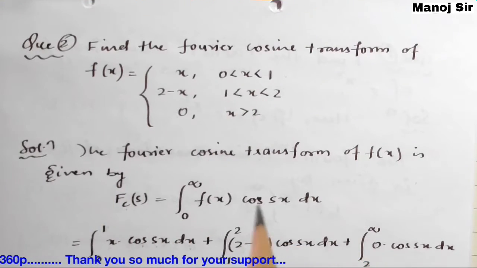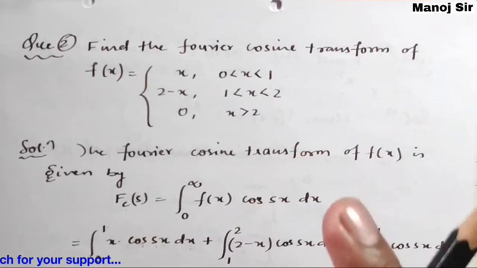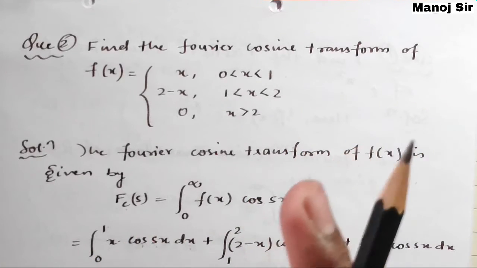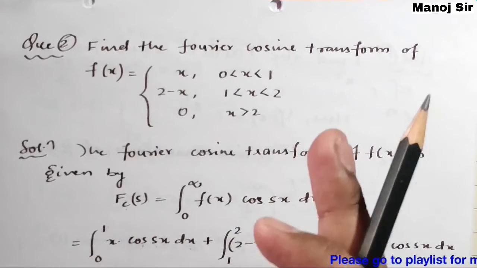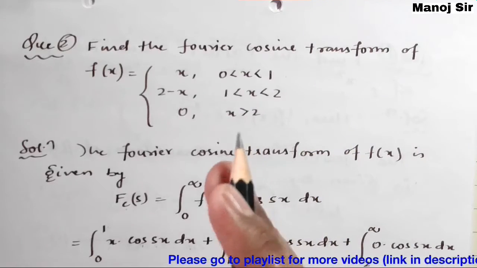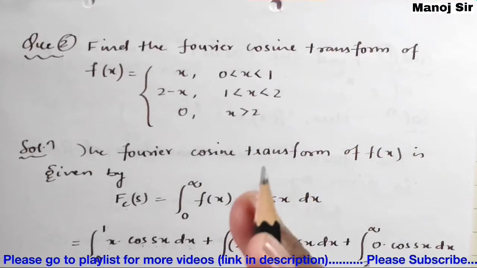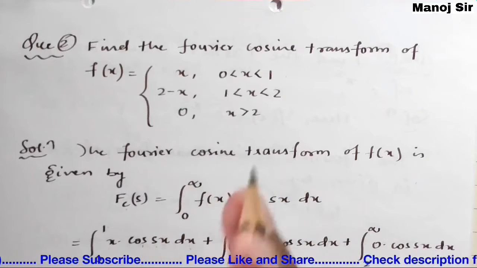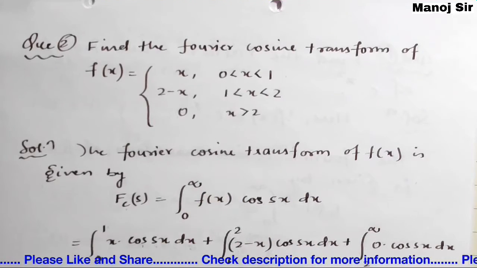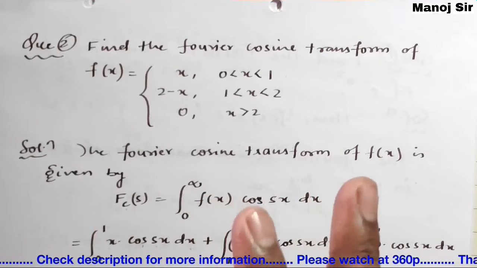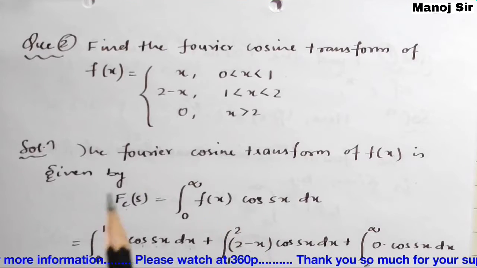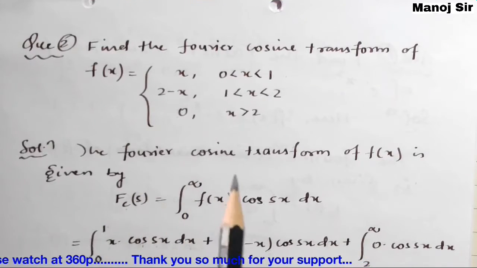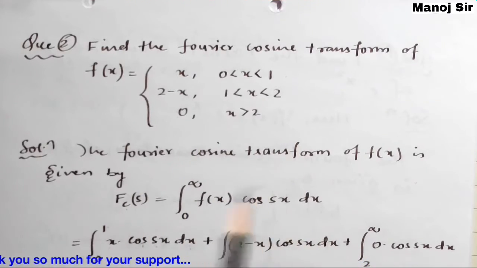Okay. So before solving this problem, you need to remember one formula, that is the Fourier cosine transform for f of x. You need to know one more formula, because that is also used somewhere, that is the inverse Fourier cosine transform. You need to remember both formulas, the Fourier cosine transform as well as the inverse Fourier cosine transform. Both the formulas are very important.